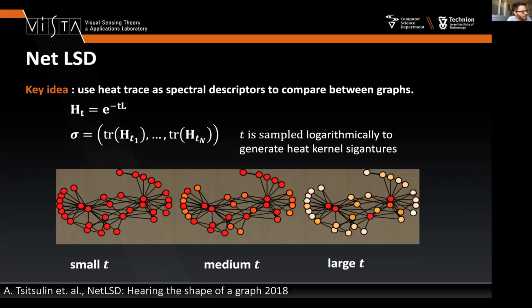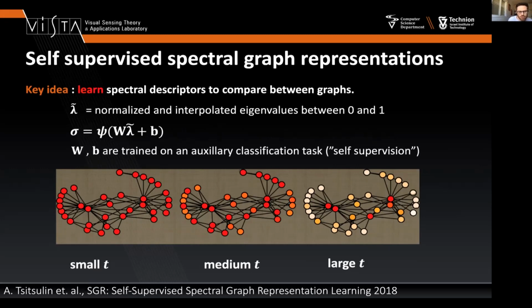So the next step beyond this is, instead of using this fixed descriptor, where I took the heat operator or the heat kernel, I can try to learn the descriptor. So what is this heat trace signature? Essentially, it's some nonlinear function applied to the spectrum of the Laplacian, and then there's a bunch of nonlinear functions applied to the spectrum of the Laplacian, which I aggregate into a vector.